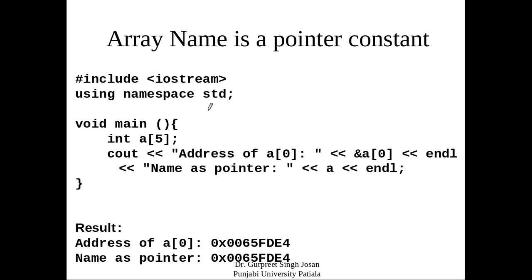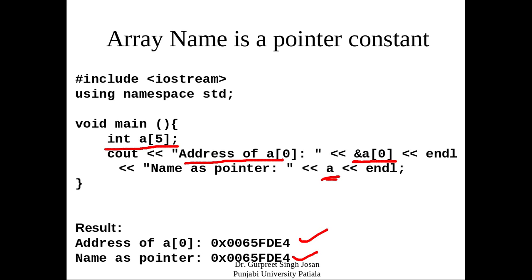This is a simple program that you can use to verify the fact that the name of an array is basically a pointer. I declare an array a of 5 locations, and the address of a node can be printed by using the ampersand sign. So if I write &a[0], and if I print a only, then you can see both will print the same address. That means the address of the first location and a both have the same value. So a is basically a pointer. This verifies that a is a pointer that is pointing to the first location in the array.